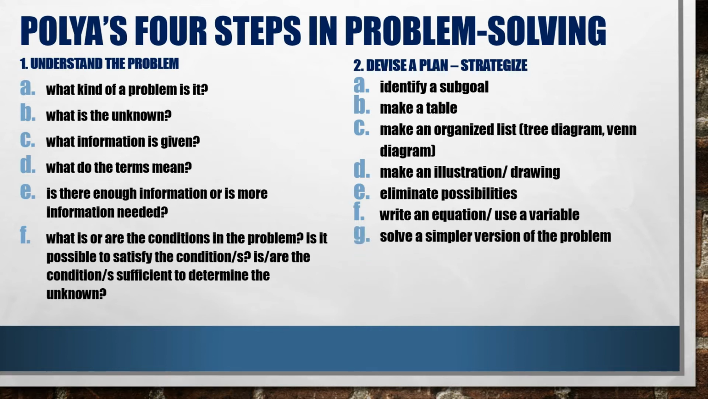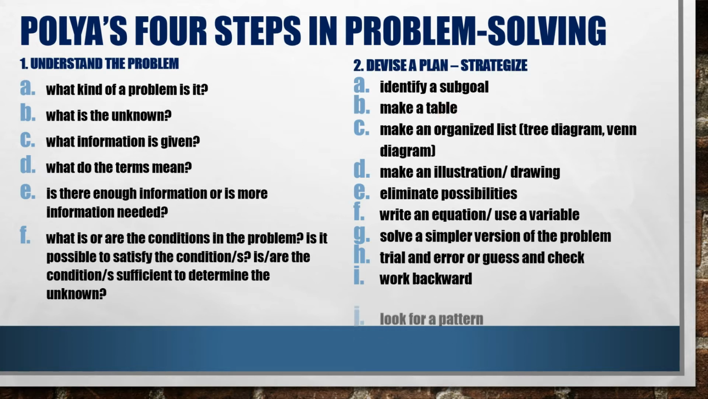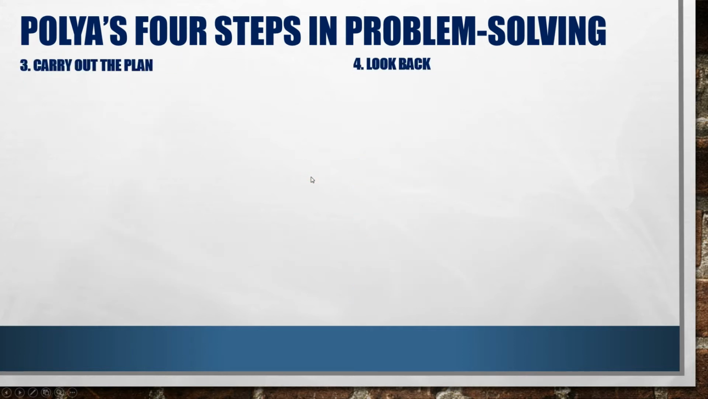Solve a simpler version of the problem. The easier you do, the better you can solve the problem. Trial and error, or guess and check. You have to work backward and of course look for a pattern. Most of the problems in a given problem solving use a pattern. The third one is you have to carry out the plan.